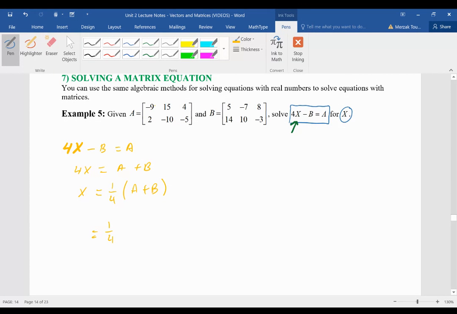So A plus B, negative 9 plus 5. What's negative 9 plus 5? Is that negative 4? Yeah. So 15 plus negative 7, is that 8? 4 plus 8, 12. 2 plus 14, 16. Negative 10 plus 10, that's the easiest one, 0. Negative 5 plus negative 3, negative 8. Looks good because all these numbers are divisible by 4, so we can simplify this.